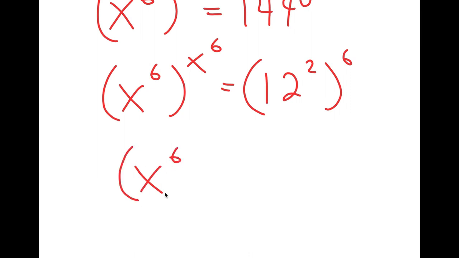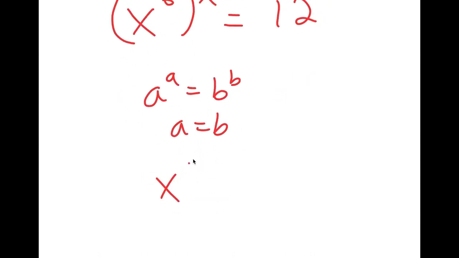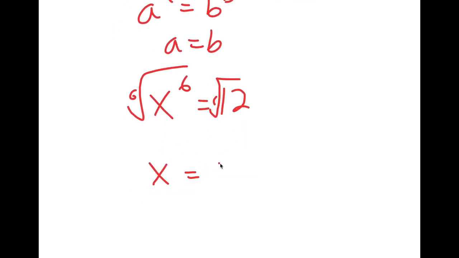So now this turns into x to the power of 6 to the power of x to the power of 6 is equal to 12 to the power of 12. And if I have something in the form a to the power of a is equal to b to the power of b, this means that a equals b. So in this case, x to the power of 6 is equal to 12. And if I take the 6th root on both sides, I get x is equal to the 6th root of 12. And this is positive or negative.